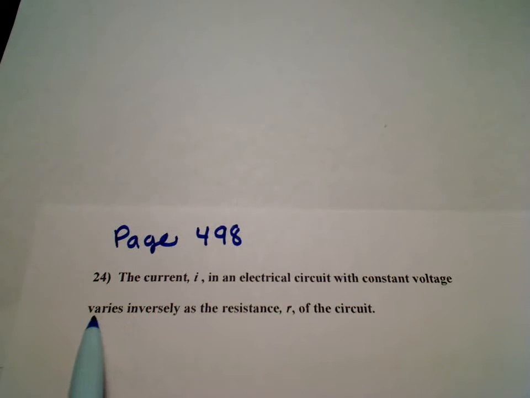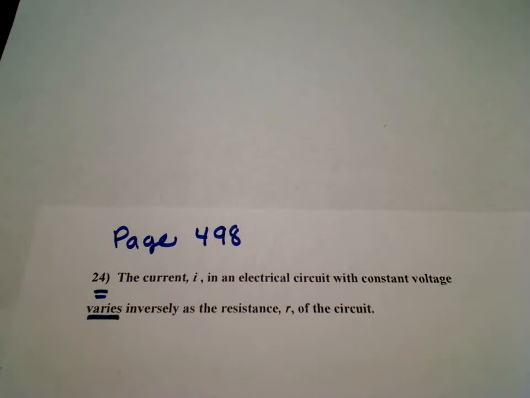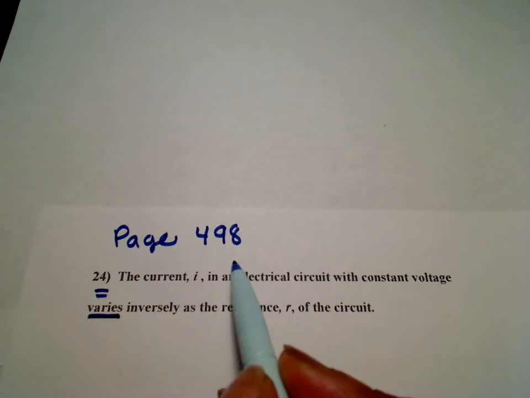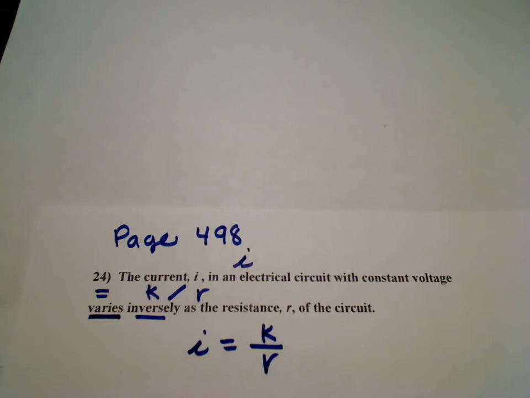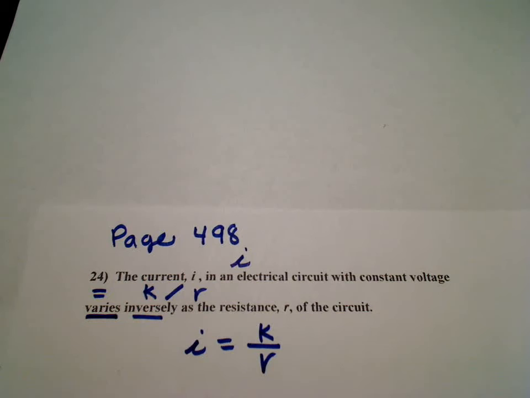Now notice the word varies here. So I know what I'm going to do. Let's use an equal sign there. Okay, so when we do that, let's go and just set up our formula. They told us to use an I, so we'll use an I. We already have an equal. We also know that's a constant, but here we talk about inversely, so we know we're going to end up dividing by R. So let's set up this particular equation. We know that it's going to be I, which is equal to K over R, and that's our formula.